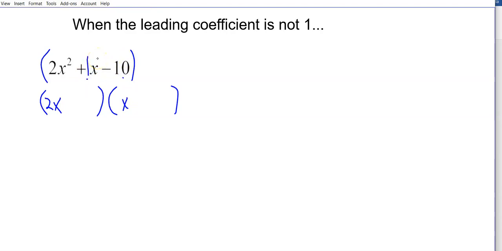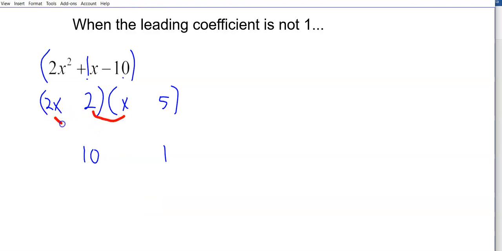So, boy, this is going to be tough. So I'm just going to write out factors of 10. So 2 and 5, 10 and 1. And I don't know which one of these is going to work. I might get it my first try. So I'm going to put 2 up there. I'm going to put 5 up there. Okay, so I'm kind of looking at inside outside here.